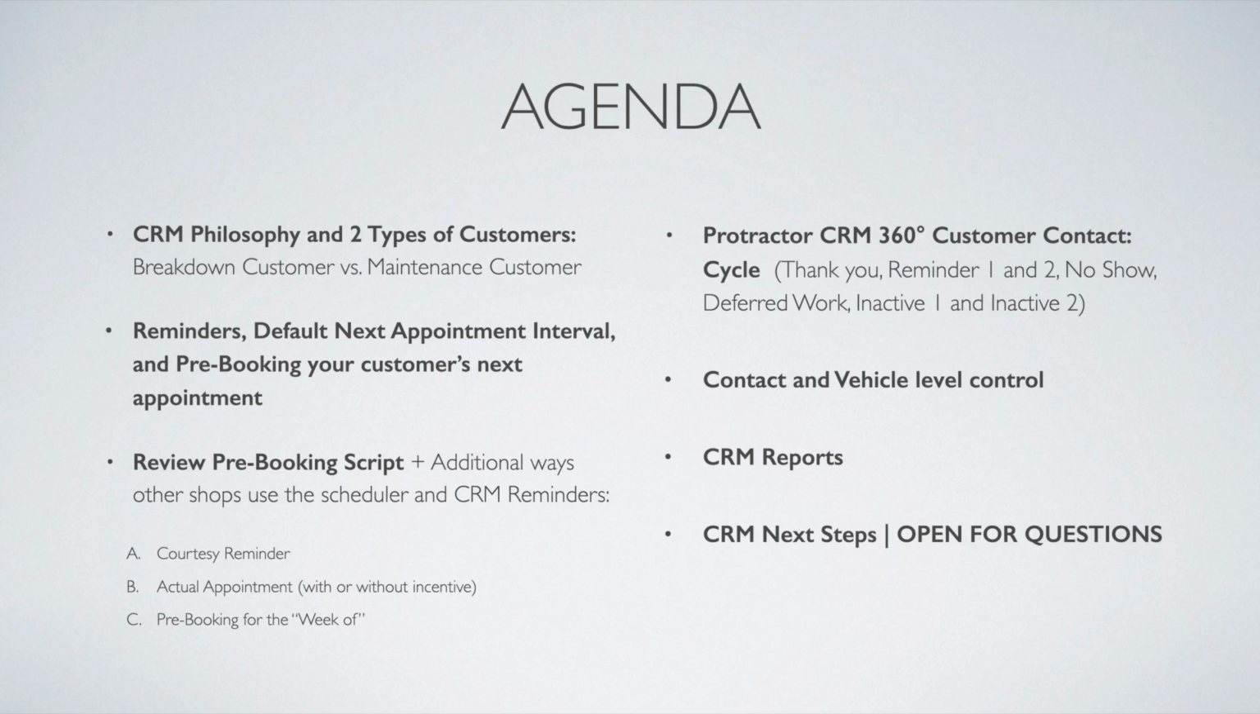Then I'm going to go through the cycle of the CRM 360 messages, whether it's an email or a postcard that's going out to your customers. There are 7 messages available, and I'll cover the cycle there. From there, I'm going to cover the contact and vehicle level control, essentially how you can control what the customers are receiving, whether at the contact or the vehicle level. We're going to touch on CRM reports, as well as go through custom postcard options.